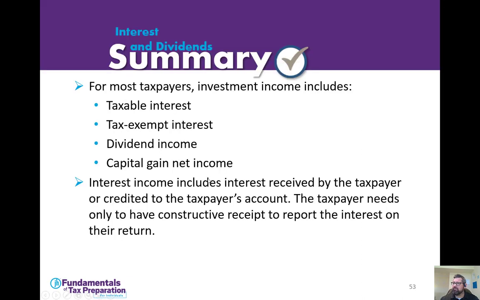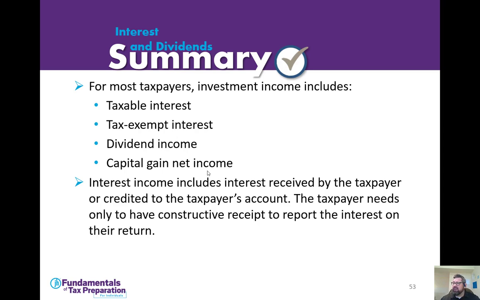Okay, so we got a summary talking about basically what we just went over. For most taxpayers, investment income includes taxable interest, tax exempt interest, dividend income, and capital gain net income.